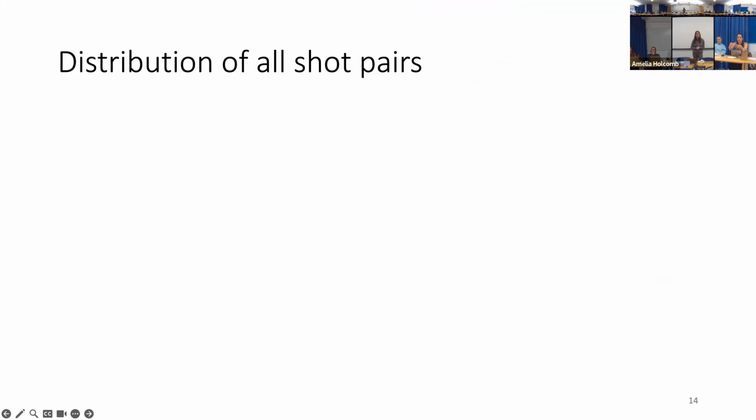If 10 shots fell in the same region, how do you handle that? Is that 10 pairs, or is it 10 times 9?